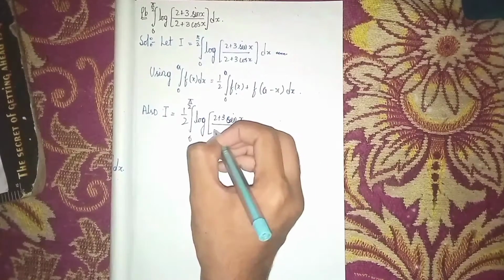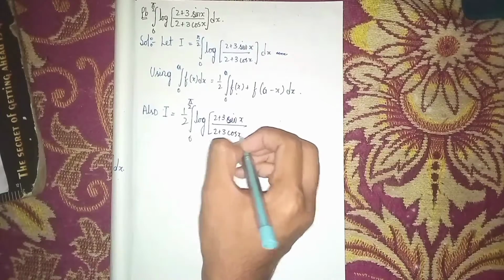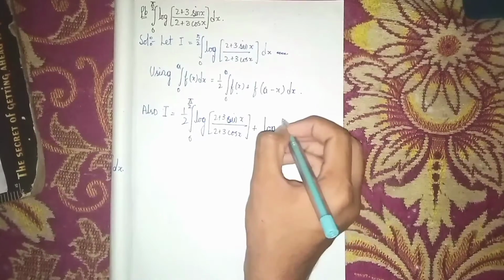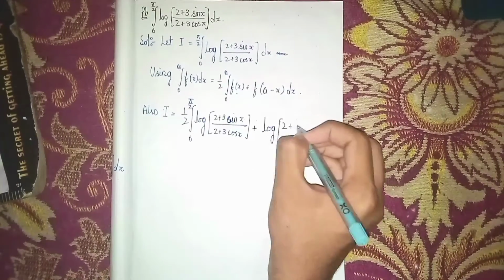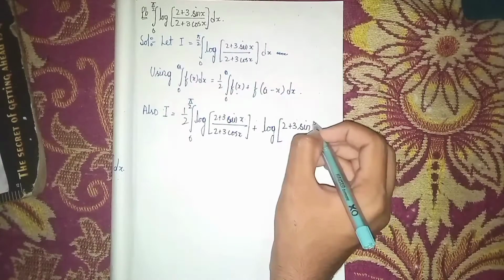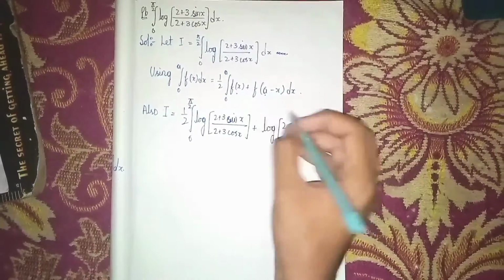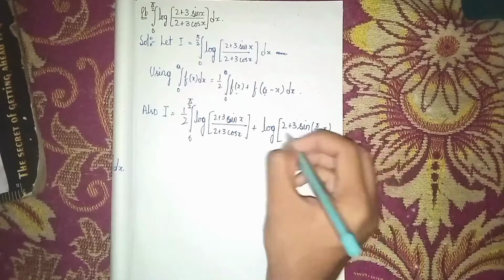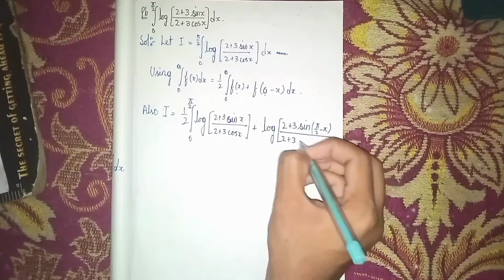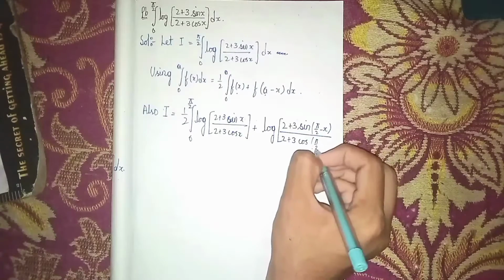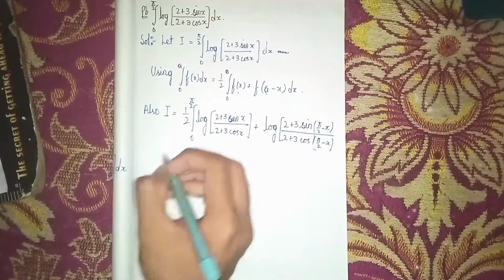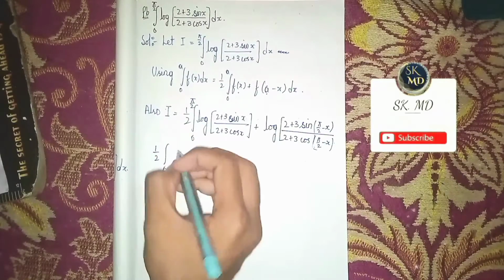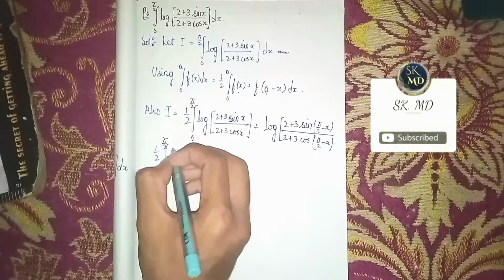So it becomes (2+3 sin x)/(2+3 cos x), then plus, as it is from the property, log of (2+3 sin(a minus x)). Now what you have to do: a minus x, a is pi by 2, so it becomes pi by 2 minus x in the same denominator, 2+3 cos(pi/2 minus x). Now next, we have 1 by 2 integrate 0 to pi by 2 log.